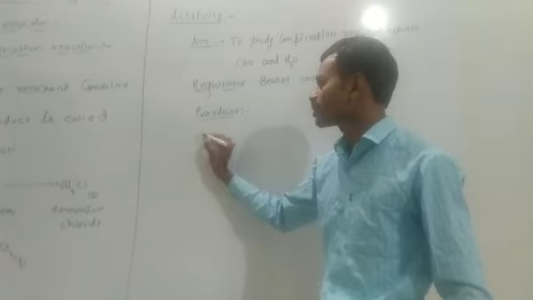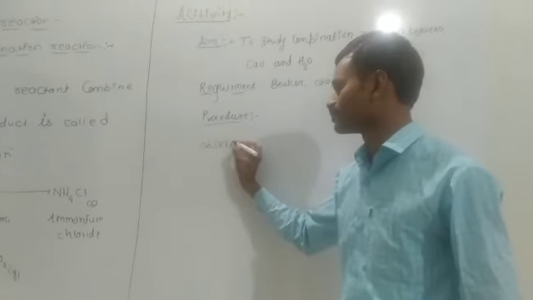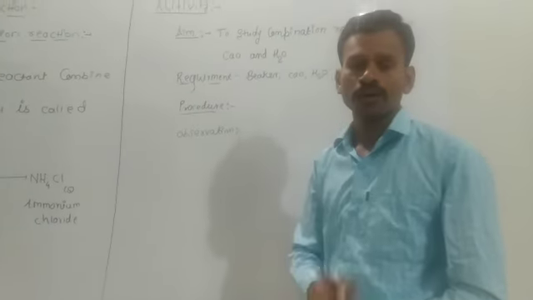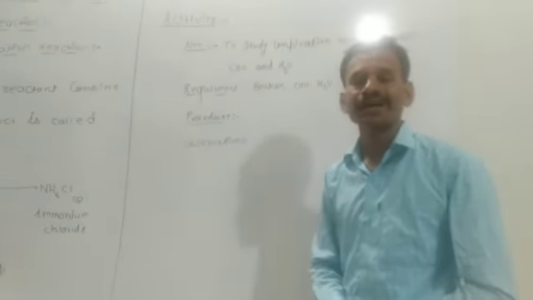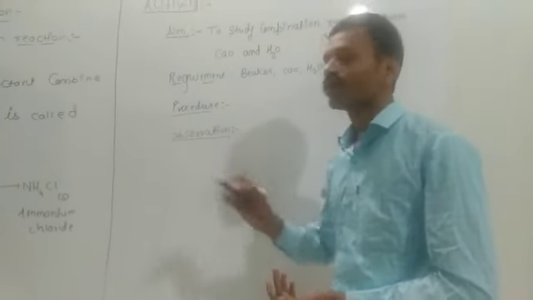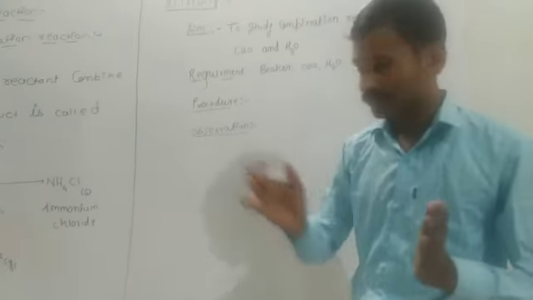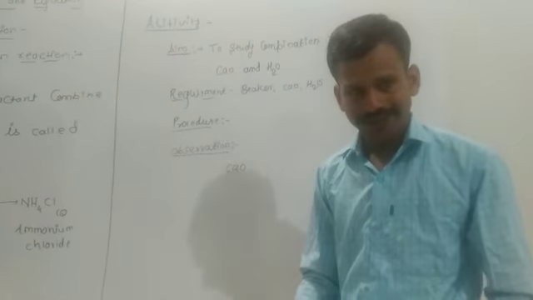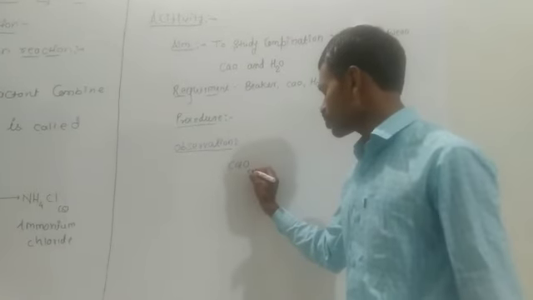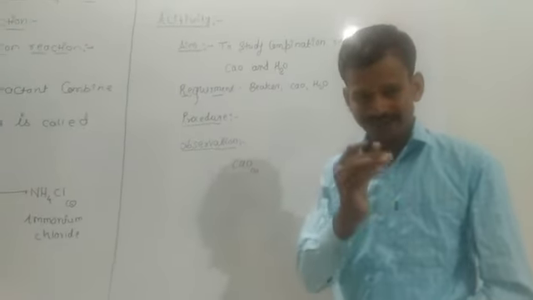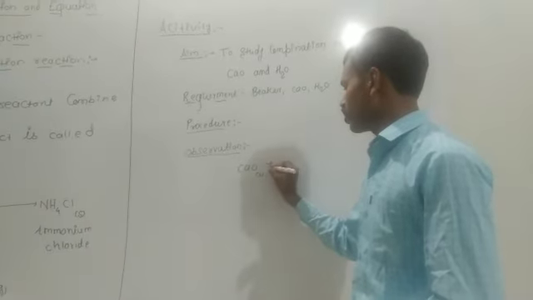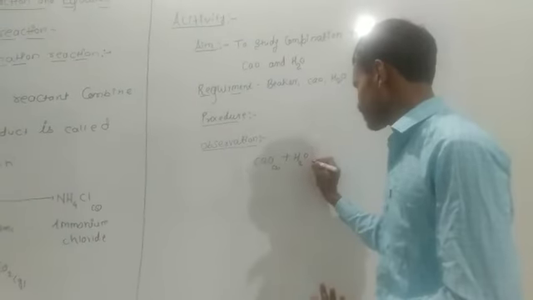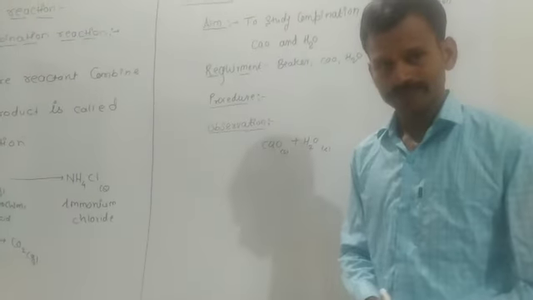After this procedure comes the observation. What do we observe in this reaction? The combination takes place between calcium oxide, which you already studied is present in the solid state, and H2O, water, which is present in the liquid state.